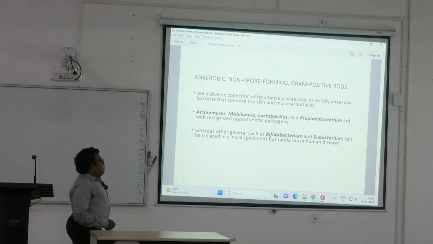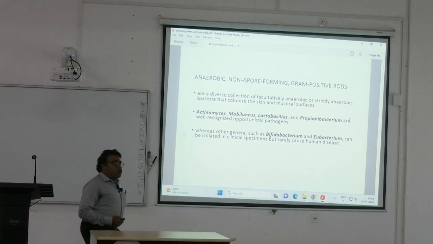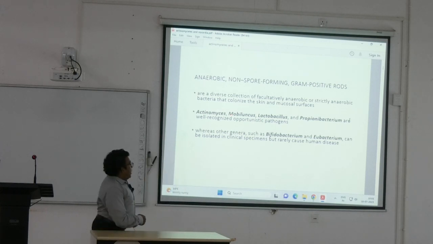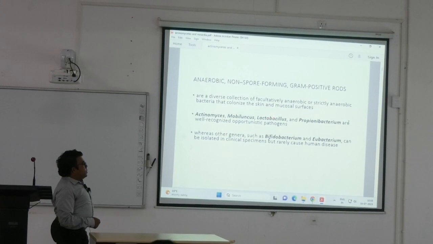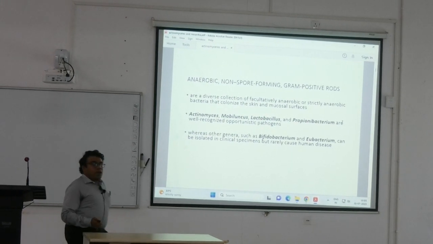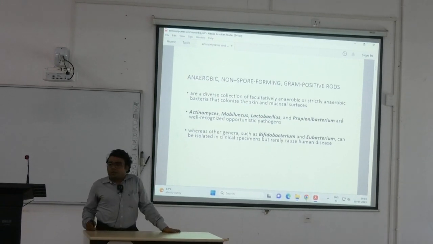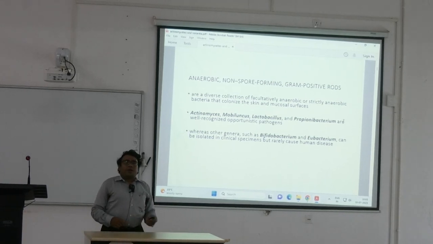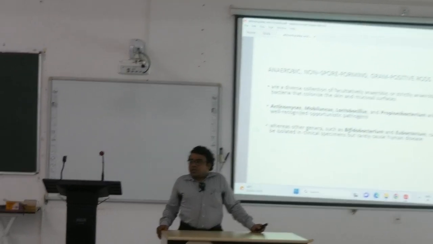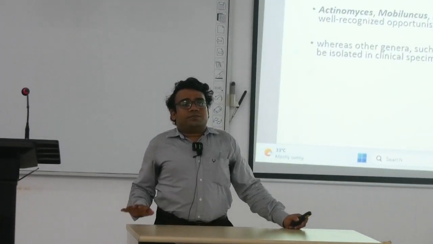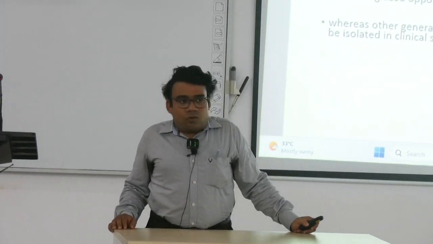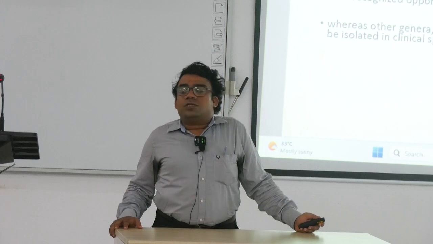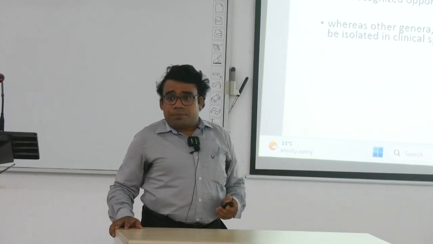Among them, predominantly there are four groups of organisms which cause human diseases. These include actinomyces, mobilincus, lactobacillus and propionibacterium. Some of them are facultatively anaerobic, some are obligate anaerobes, and one very important point that you should remember is that this group of organisms are part of the commensal flora. Commensal flora means the organisms which are associated with the human body, be it skin or mucous membrane.